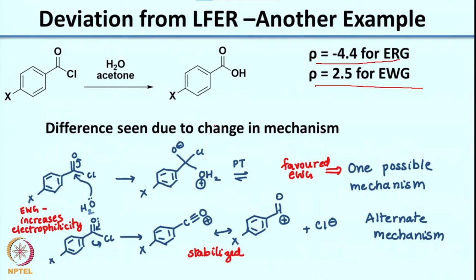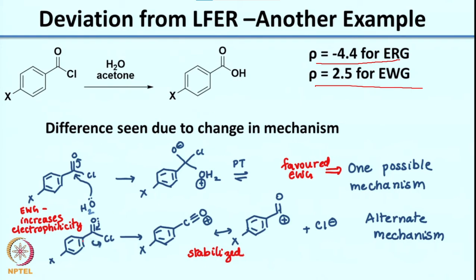Now we will see here the difference in mechanism. So, if there are two possibilities, one mechanism is that water will attack on the carbonyl carbon and give a negative charge on oxygen, followed by the elimination of the Cl group, which will give the benzoic acid, chloride group.